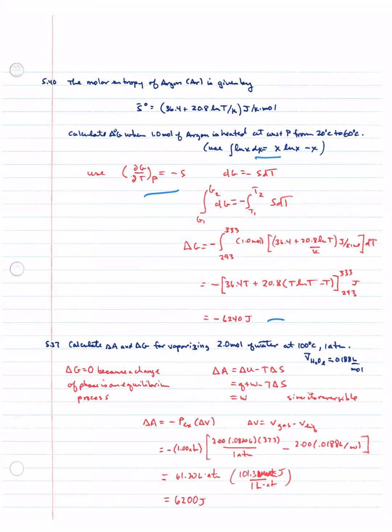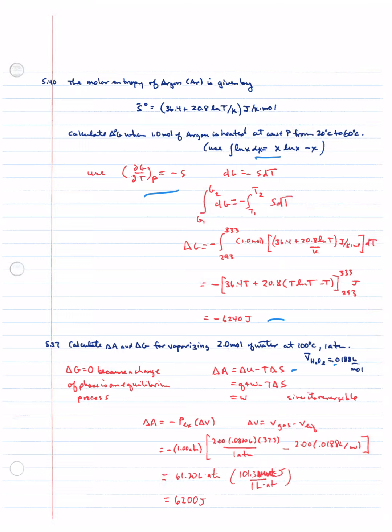Calculate delta A and delta G for vaporizing 2 moles of water at 100 degrees. The molar volume of liquid water is 0.0188 liters per mole. The delta G is 0 because when you're doing a phase change, that's considered to be an equilibrium process. Delta A, on the other hand, is delta U minus T delta S. Delta U, using the first law, can be replaced with Q plus W. The Q is going to cancel the T delta S term, since we're doing a phase change, reversible again. So the delta A is basically equal to the work.